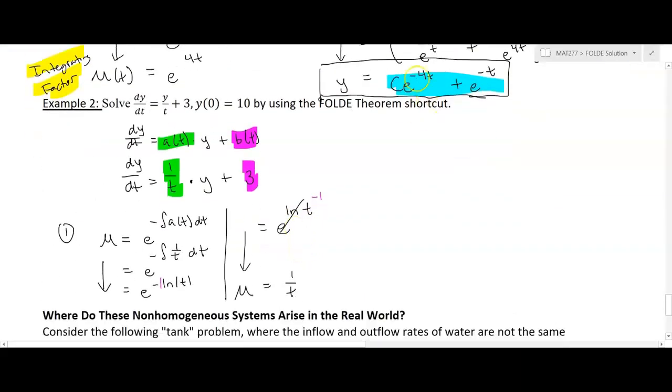Now we're ready to take care of step 2, which is to find the general solution. This is going to be y equals 1 over mu times the integral of mu times b dt. Okay, and so now we can substitute in mu, which is 1 over t, times the integral of 1 over t times b, which is 3, dt.